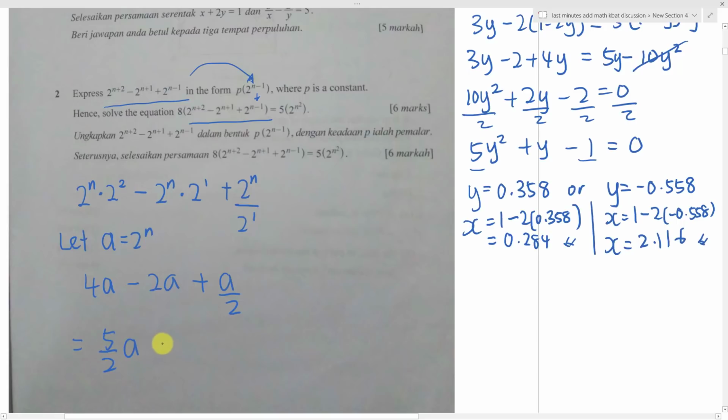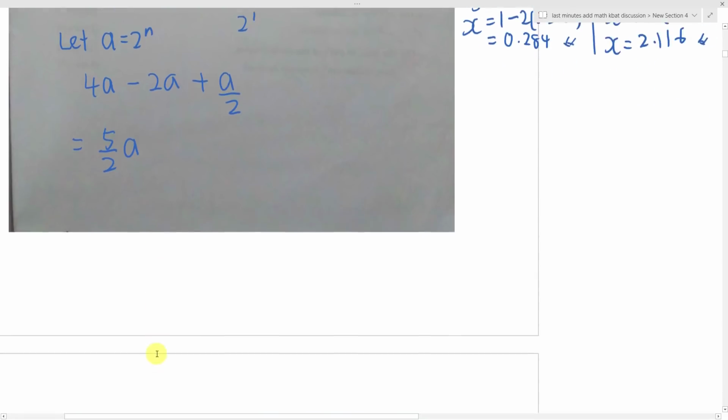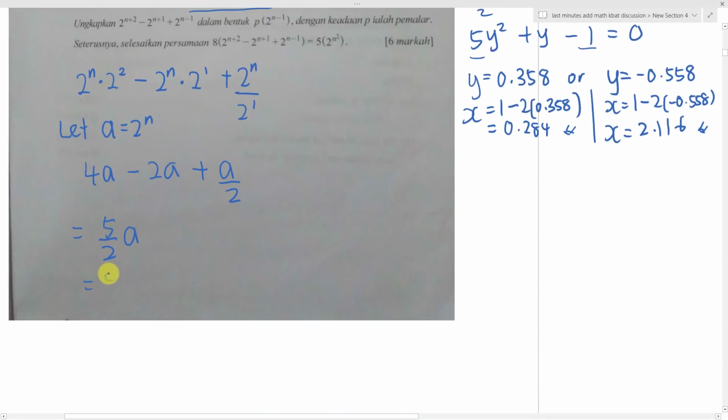Alright, then I will change it back again. 5 over 2, what is my a? My a is 2 power of n, right? And you realize it's still not yet looking like this because we have a over 2. Over 2 basically means divided by 2 power of 1, right? So what I will do over here is something like this. This is 5 multiplied by 1 over 2. This is how the 5 over 2 looks like, right? I can always take it out. And then 1 over 2 I can change to 2 power of negative 1, isn't it? And then this is 2 power of n.